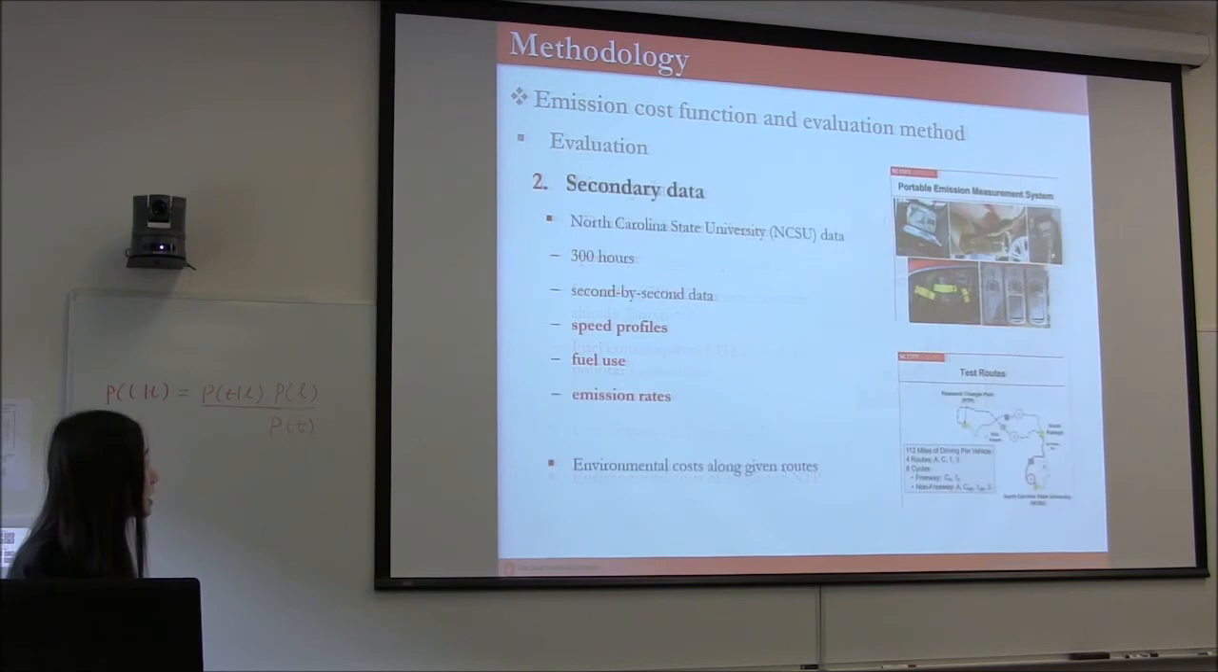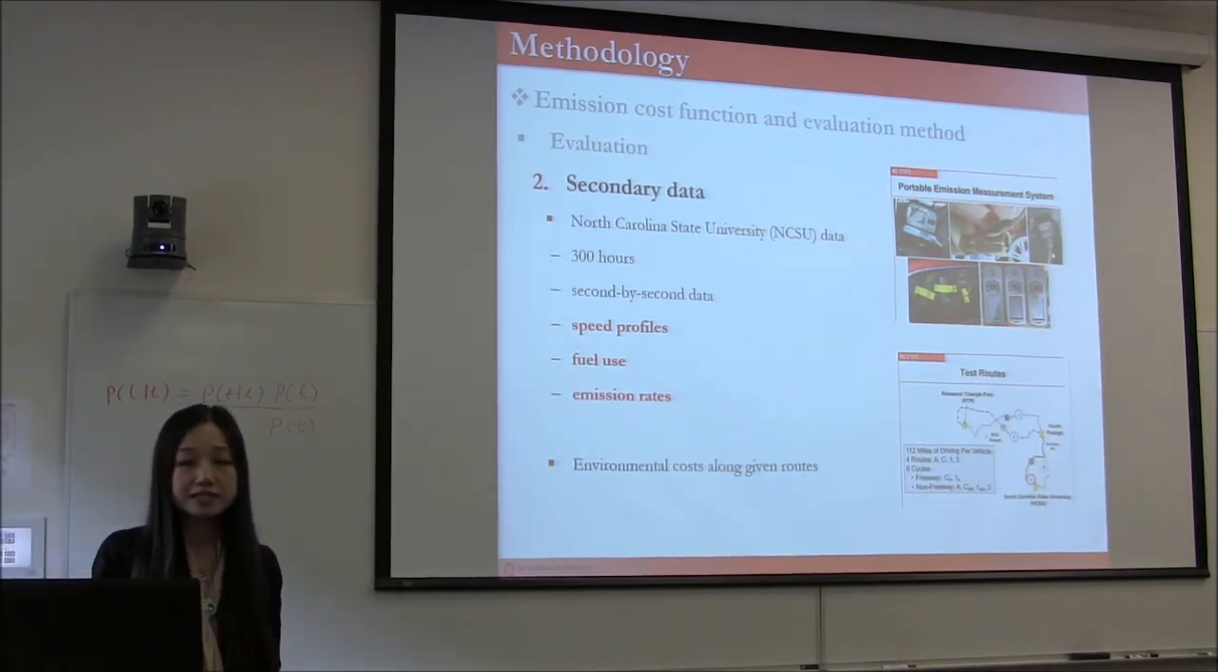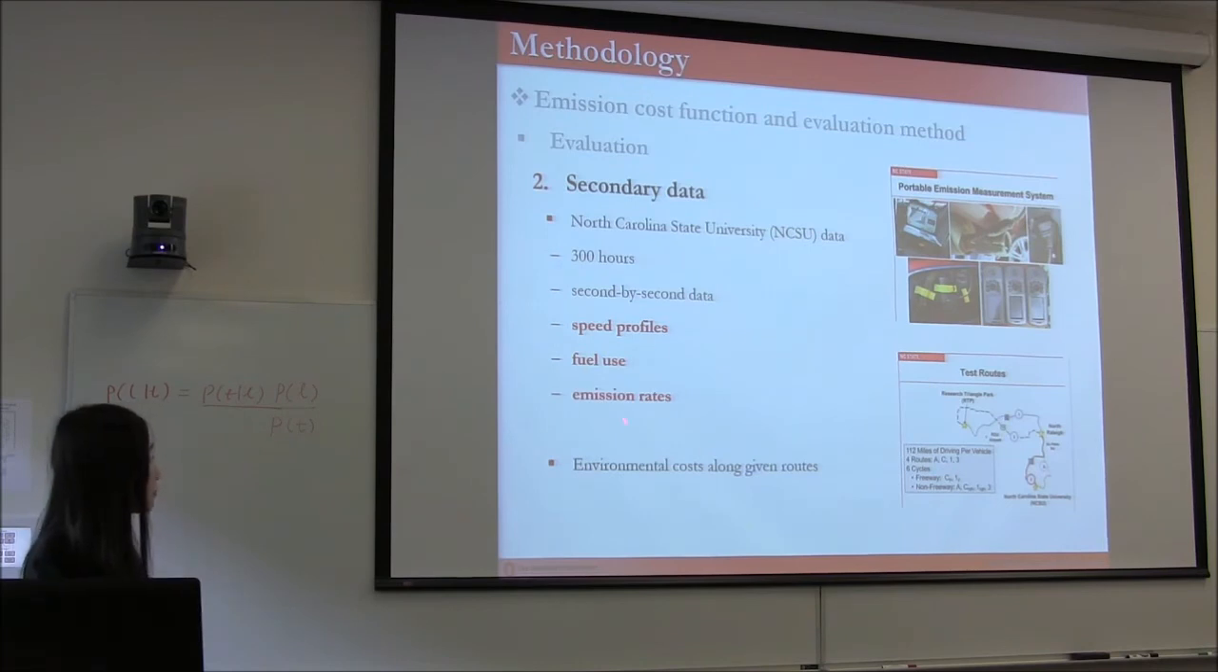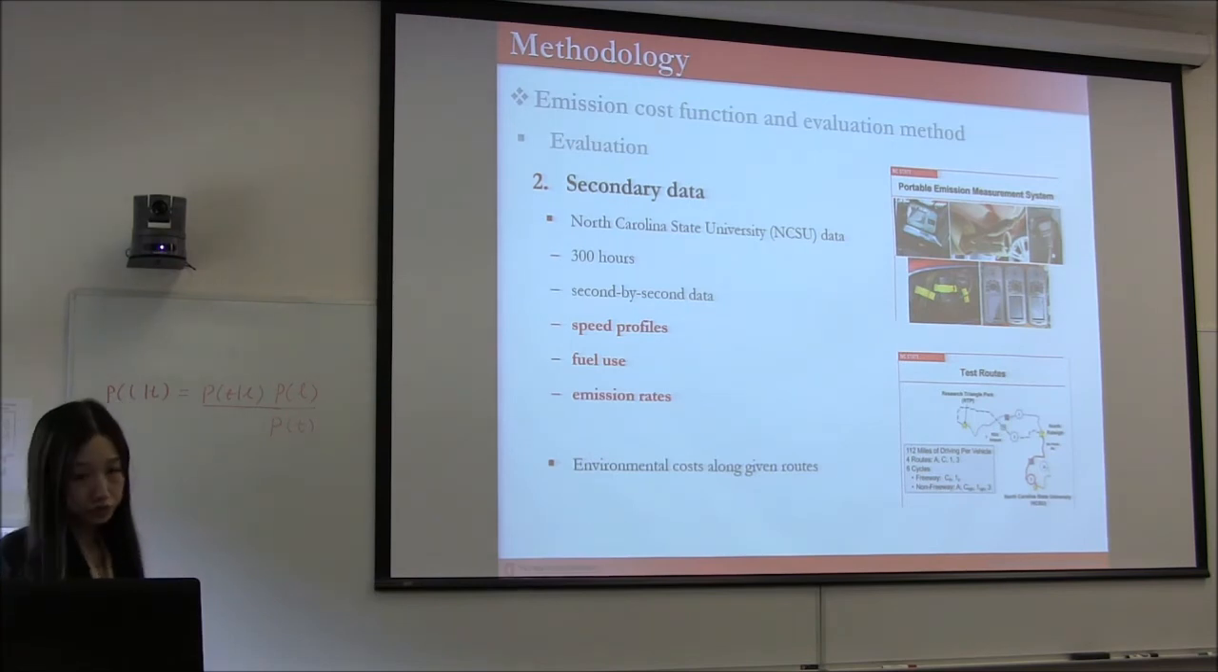We also have the secondary data provided by North Carolina State University. This 300 hours of second-by-second GPS data has the speed profile, fuel use, and the emission rate along those routes. So using this data, we are going to restrict our movement within those routes, calculate the environmental cost, and compare with the simulated one. So this is the secondary data we can use.